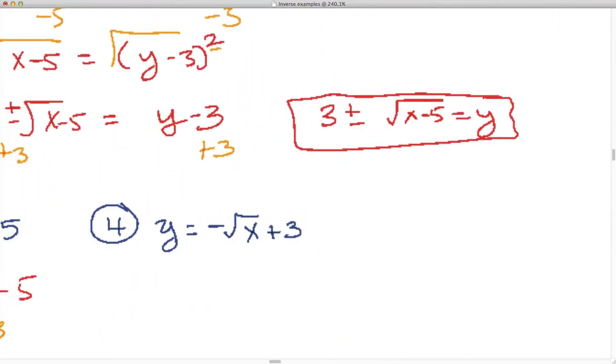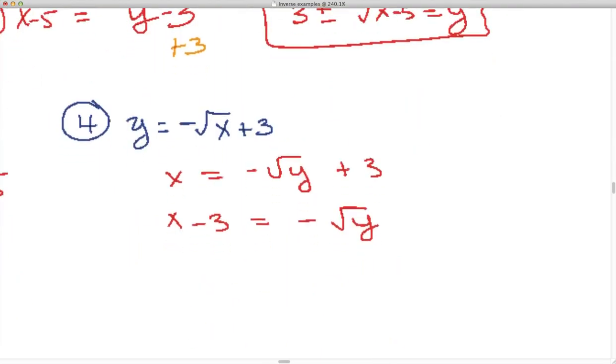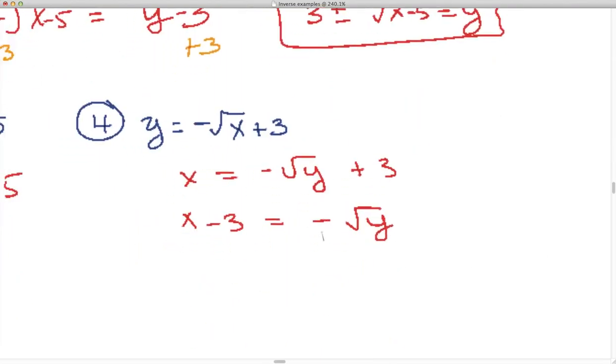And then finally, we're going to look at this one. So if we switch x and y, this one actually is easier than the last one. Should have switched the order, huh? Let's divide both sides by negative 1. And then square both sides to get rid of that square root.